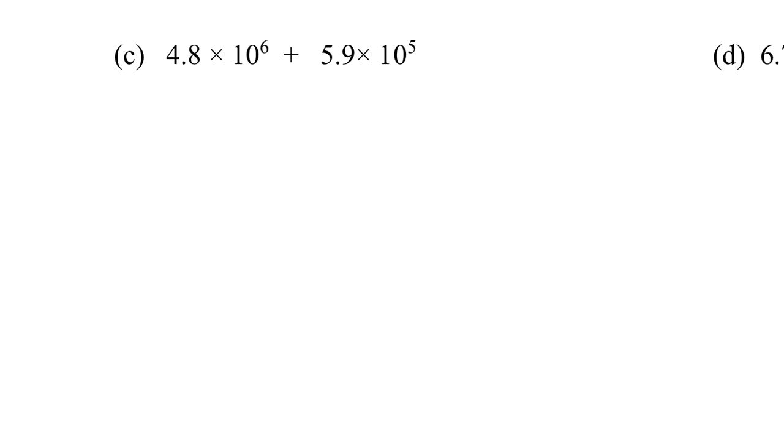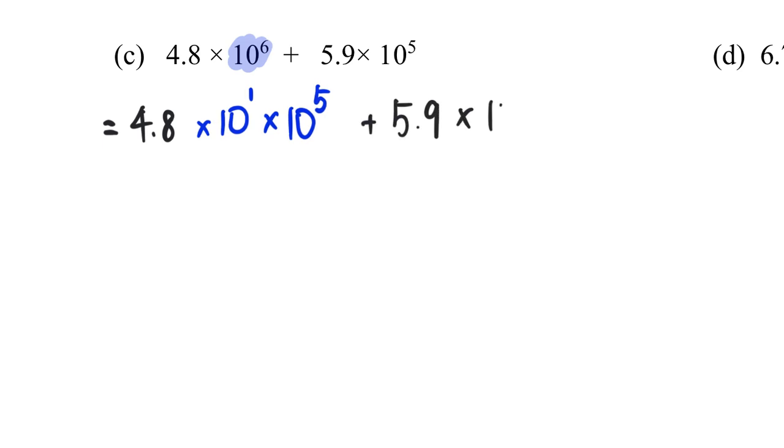this 10 to the power of 6 as such. It will be 4.8 times 10 to the power of 1 and 10 to the power of 5. This is still the same. Why does Mr. Tan break the 10 power 6 into 10 power 1 and 10 power 5? Because Mr. Tan would like to make sure that there is a common factor, 10 to the power of 5.